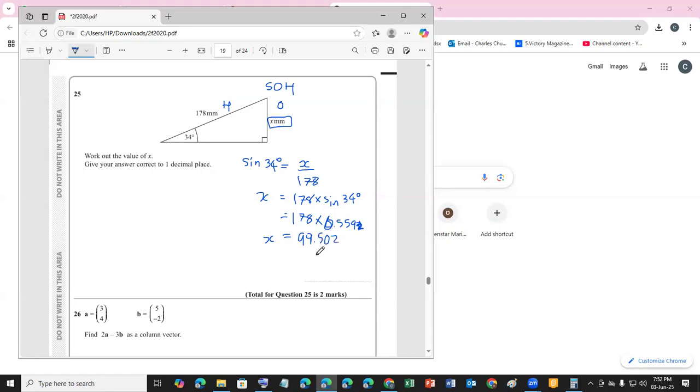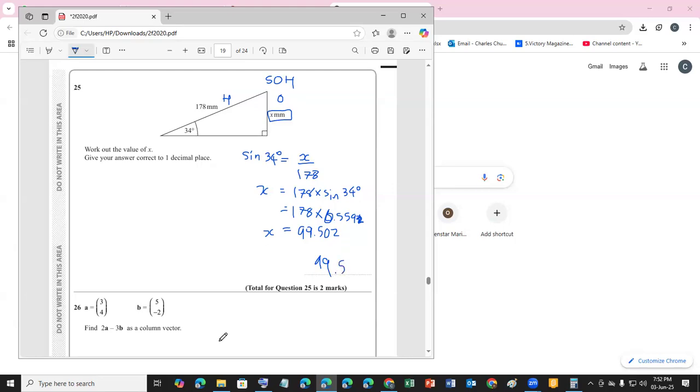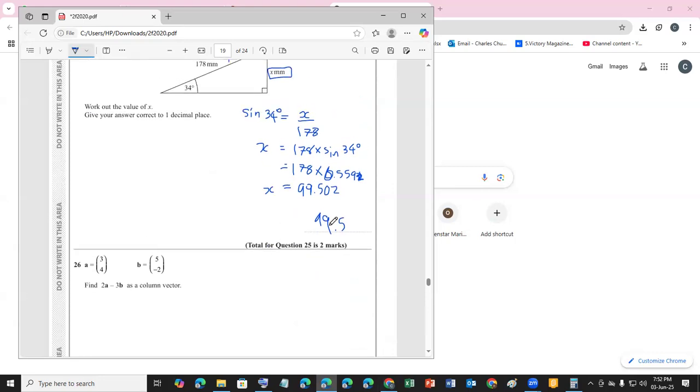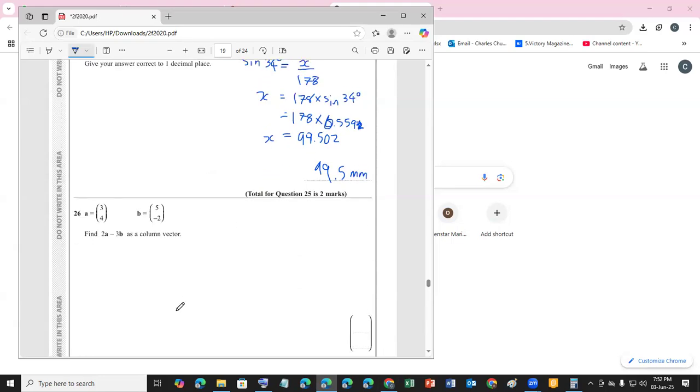99.502. And to one decimal place is just going to be what? 99.5. Okay. All right. Let's move on. So you got it right? Sorry, I think I forgot my units. They might crucify you for not putting units, but anyway, let's put our units so that we're not on the wrong side of the law.